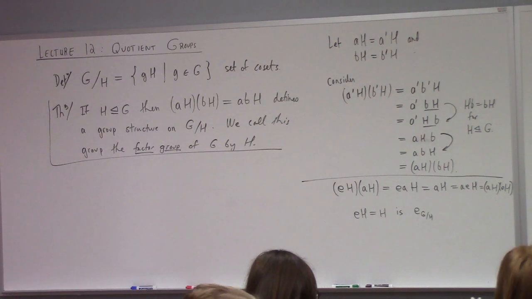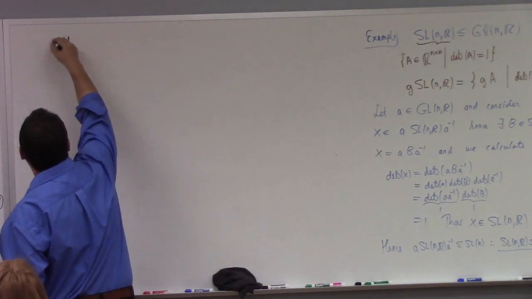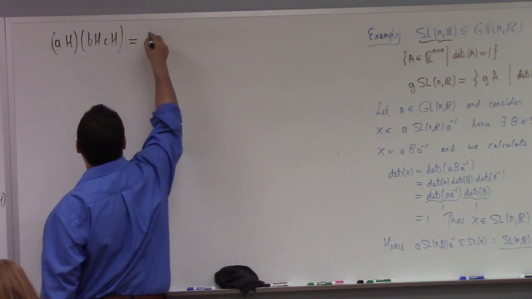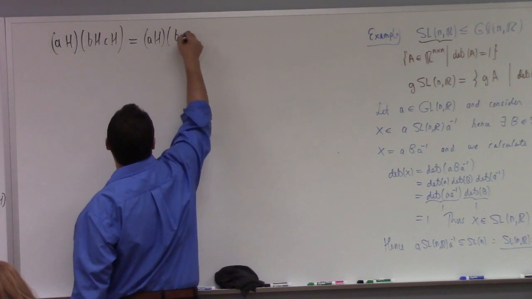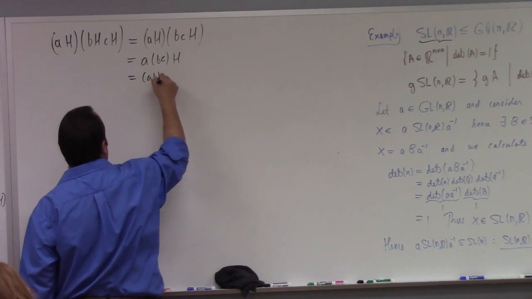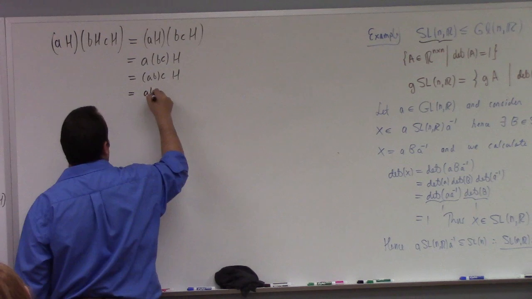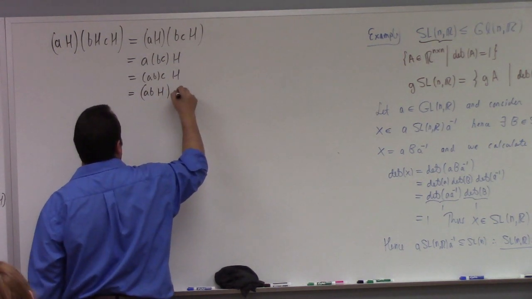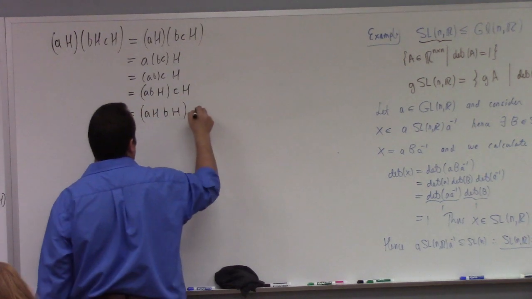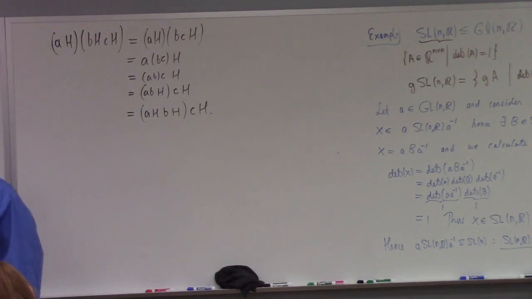Associativity wouldn't be difficult, right? What if we wanted to prove, so AH times BH CH, right? What is that? That's AH times BCH, yeah? Which is ABCH, which is ABH, CH, which is AH, BH, parentheses, CH. So there you go. Associativity of the factor group follows, of course, from associativity of the group and the fact that we have associativity on the representatives.